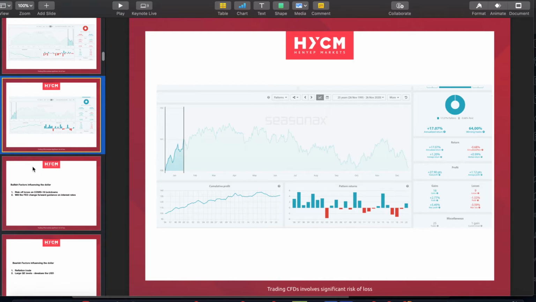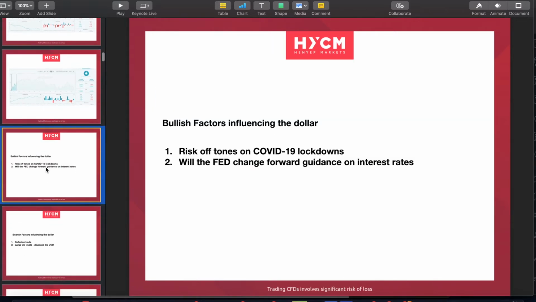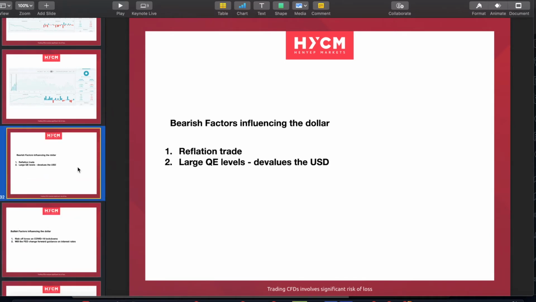Now, the reason that's very helpful for this year is particularly because the bearish factors that we've got influencing the dollar are pretty bearish. Most analysts are bearish the US dollar. It's on the reflation trade as life gets back to normal. There's also huge, large quantitative easing levels. They devalue the US dollar. We've got a Biden presidency. He's going to be walking back from President Trump's America First protectionist policies. All of this is weakness for the US dollar. Quantitative easing weakens a country's currency.